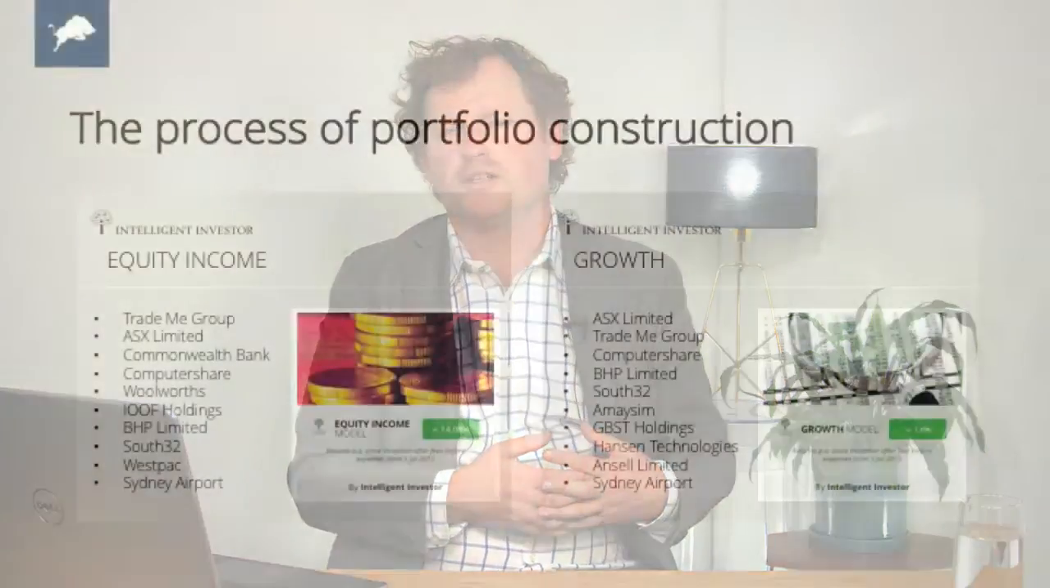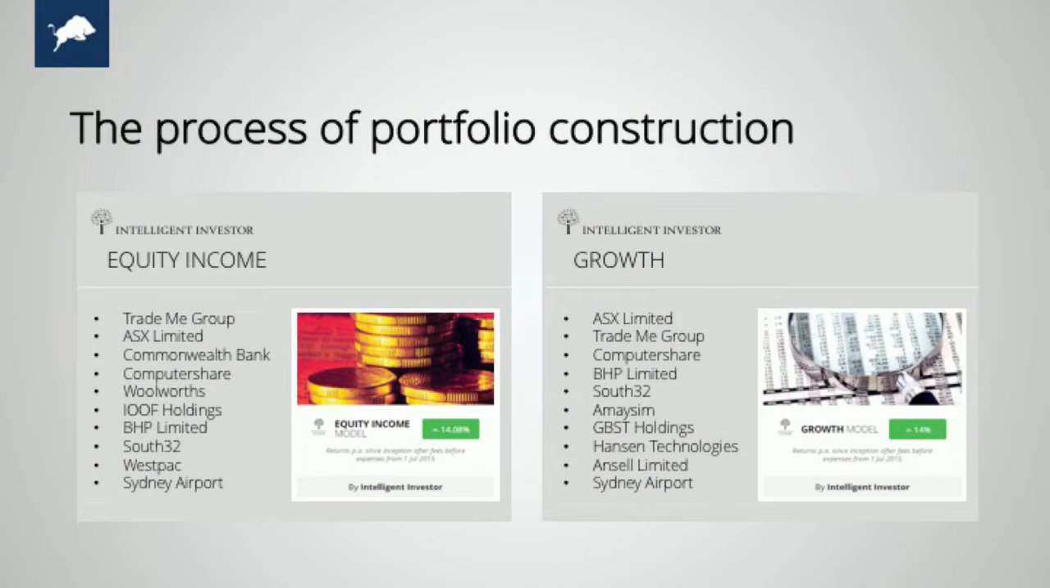Now, speaking of that, it leads us on to our next slide here of portfolio construction. It goes through that Dragon's Den process just to make it into our Intelligent Investor growth and equity income portfolios. These are portfolios that you can invest in. I personally am invested in the Intelligent Investor growth portfolio. Both portfolios hold anywhere between 20 to 30 stocks. Currently, I think there's about 22 to 24 positions.